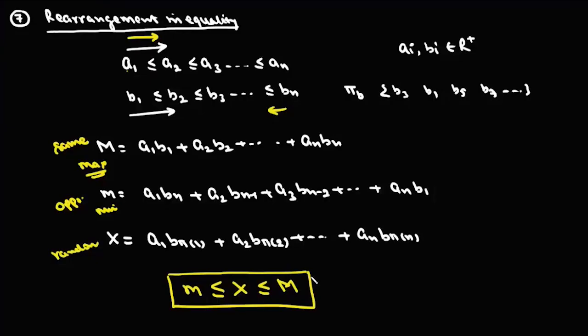Now let us take up an example. So we'll prove Nesbitt's inequality using rearrangement inequality.